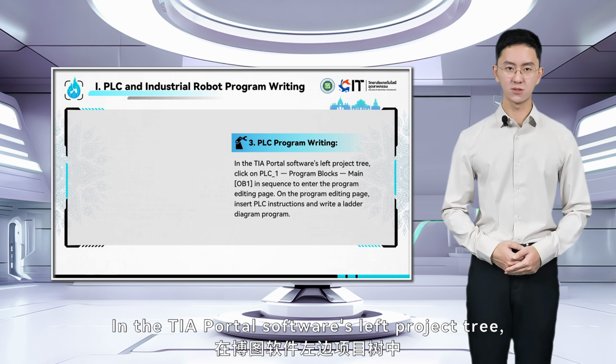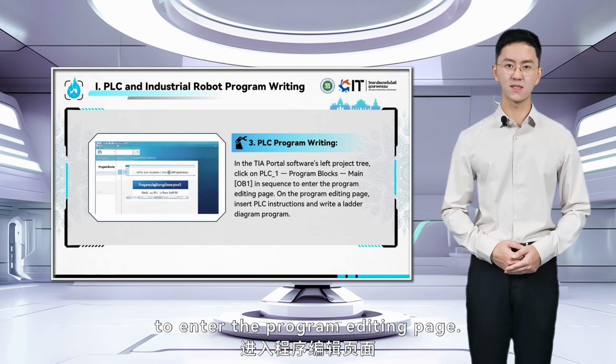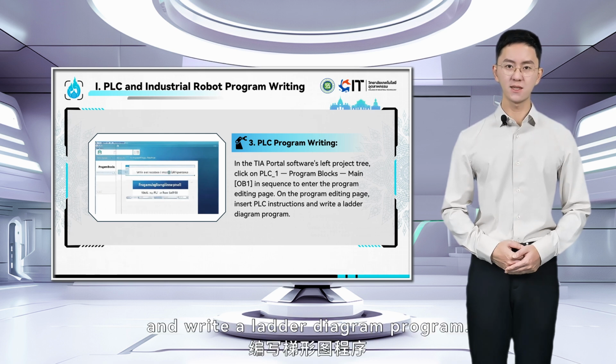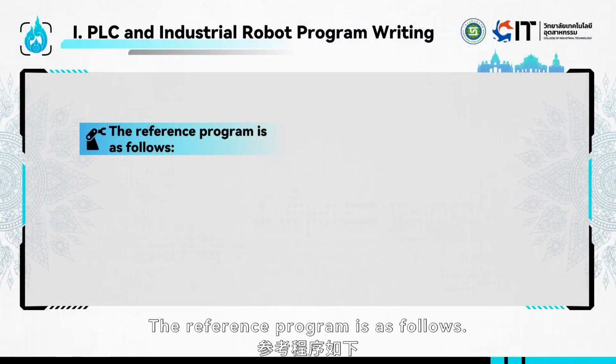In the TIA Portal software's left project tree, click on PLC_1, Program Blocks, Main, OB1, in sequence to enter the program editing page. On the program editing page, insert PLC instructions and write a ladder diagram program. The reference program is as follows.